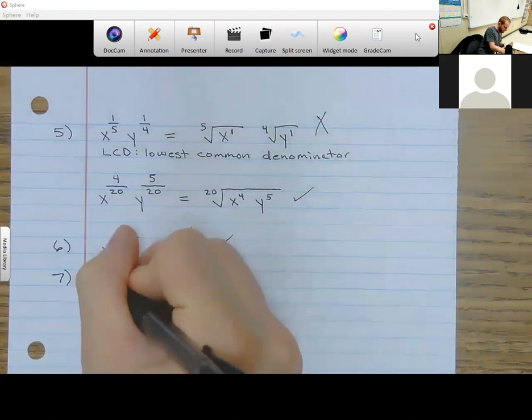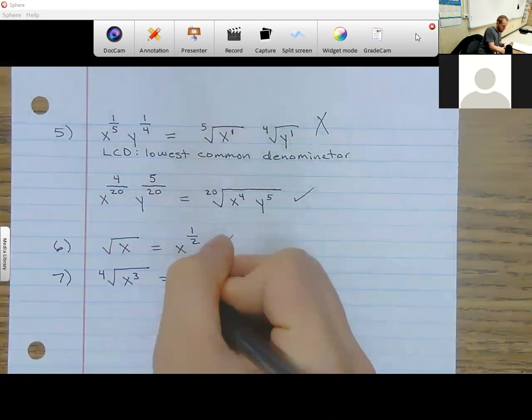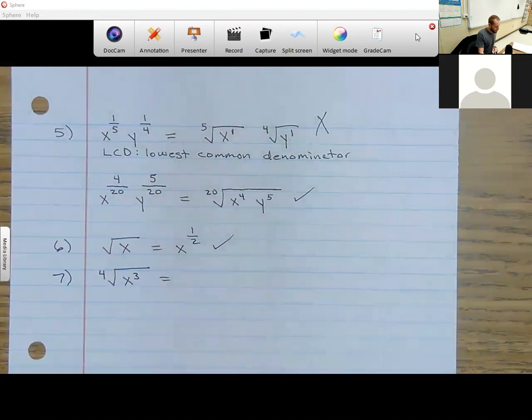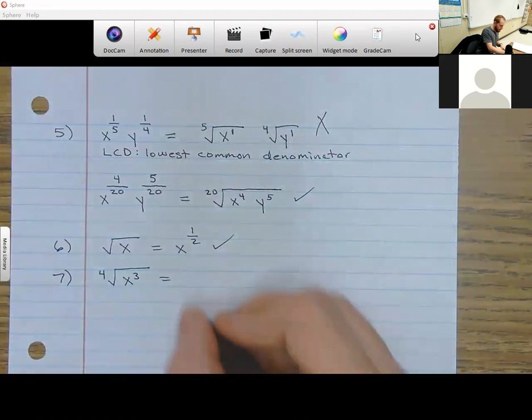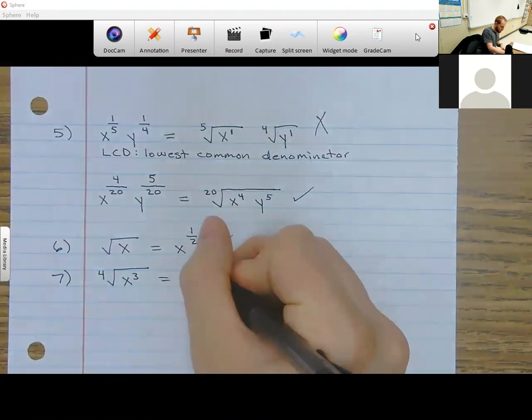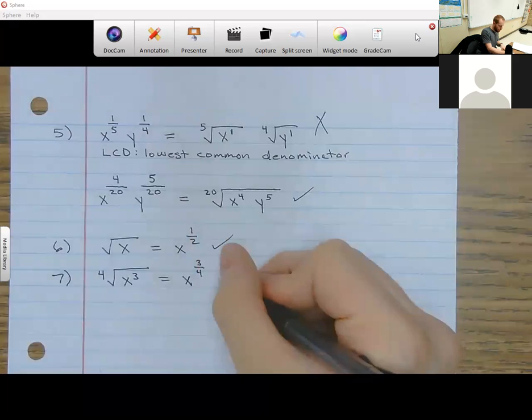Number 7, 4th root of x cubed. Okay, for this one, I just write the x down, and I'm going to have 3 over 4. I can't do anything to this fraction, so I'm done.